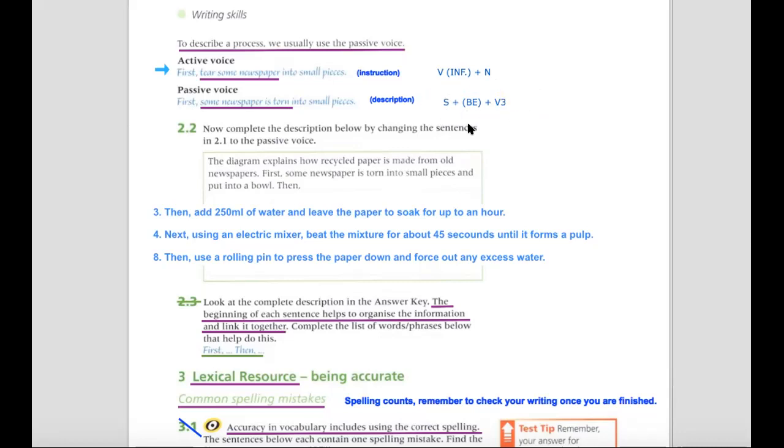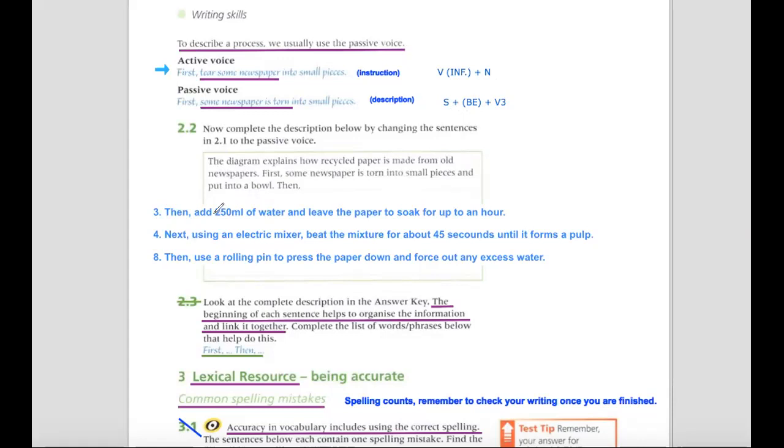So let's practice writing the sentences in passive. So here are a few sentences from the task that we just looked at, and we're going to put them into passive. So the first thing to do is to look for what your subject should be.